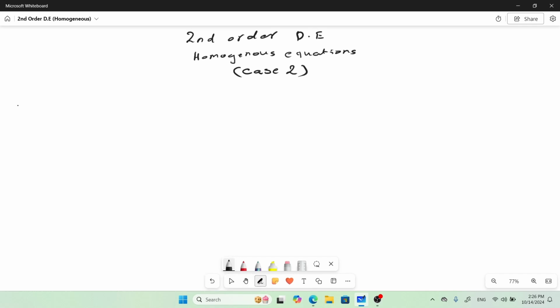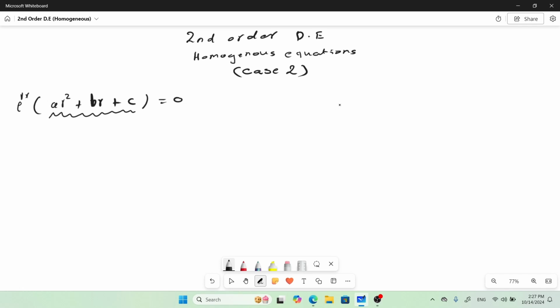We got at the end e to the rx multiplied by ar squared plus br plus c is equal to 0, since it's a homogeneous equation. The second degree equation here, we must find the roots for it. Depending on the roots, we get different cases for the general solution.